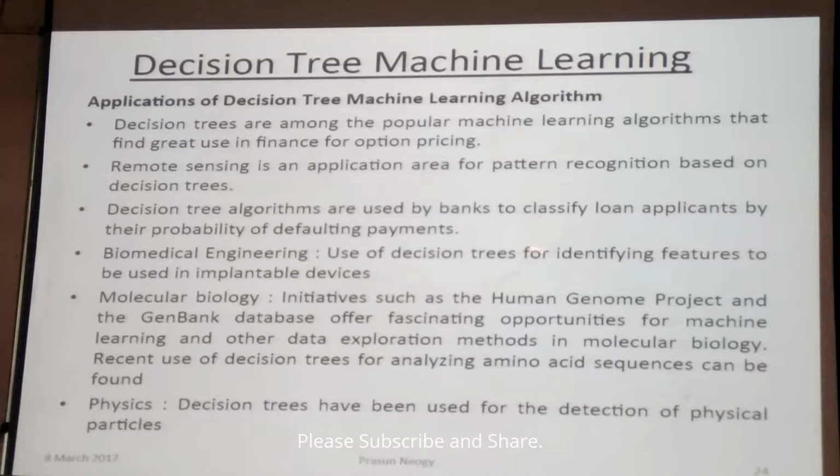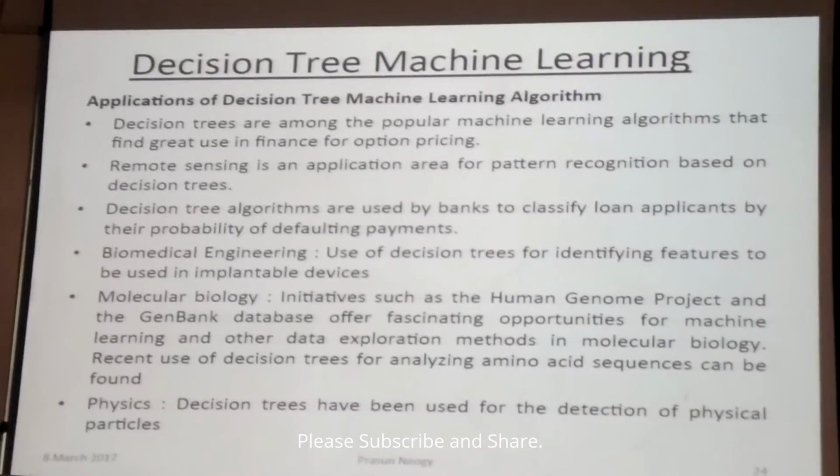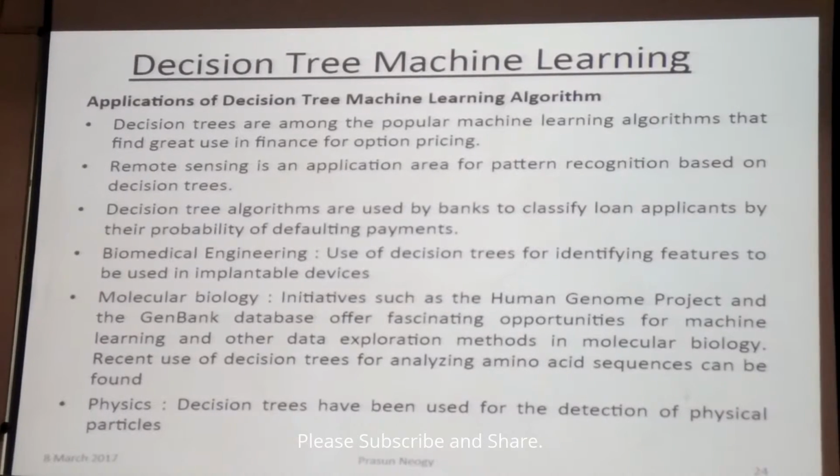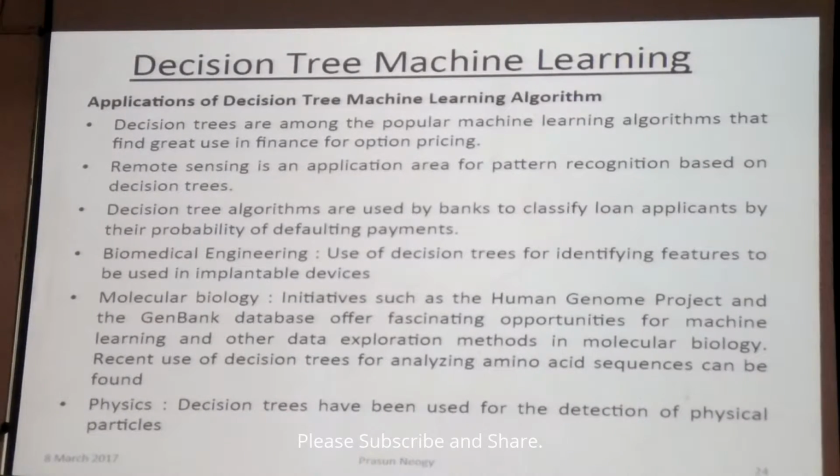Biomedical engineering uses decision trees for identifying features to be used in implantable devices. Implantable devices, say, a pacemaker. So what will be the effect, knowing certain characteristics? So what is remote sensing? Remote sensing area for identifying, IRS. Remote sensing is satellite. You can try to sense something remotely.